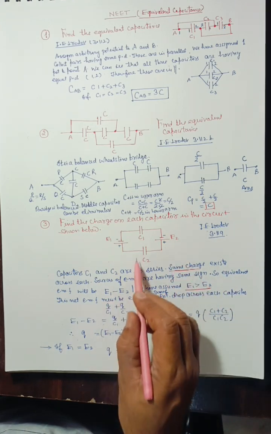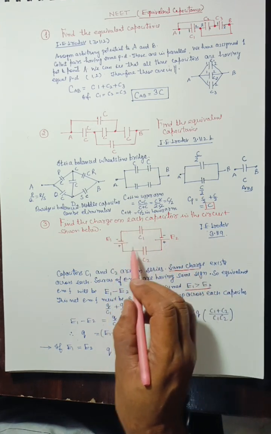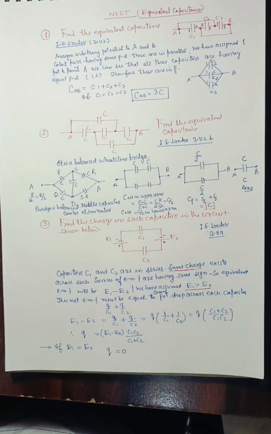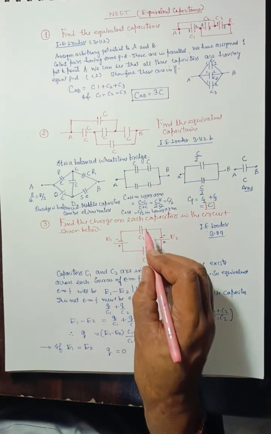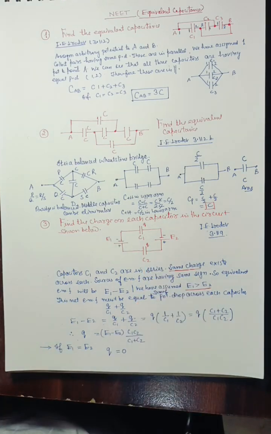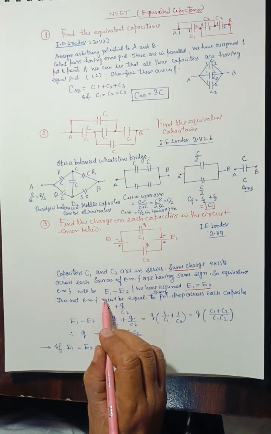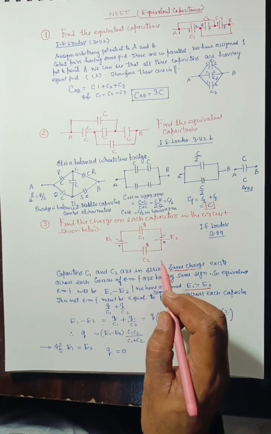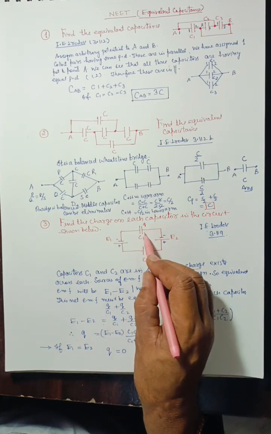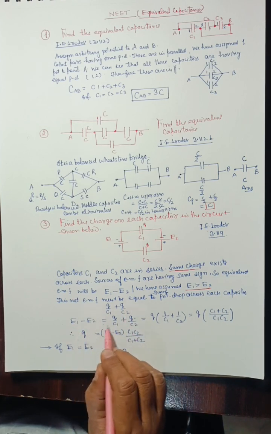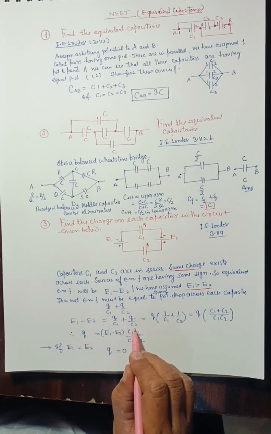So naturally the effective EMF in this circuit will be equal to E1 minus E2, and the capacitors C1 and C2 are connected in series. Therefore same charge appears across the plate of each capacitor. So this effective EMF must be equal to the sum of the voltage drops across each capacitor, that is Q by C1 plus Q by C2. E1 minus E2 is equal to Q by C1 plus Q by C2.